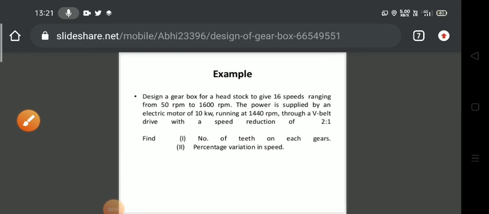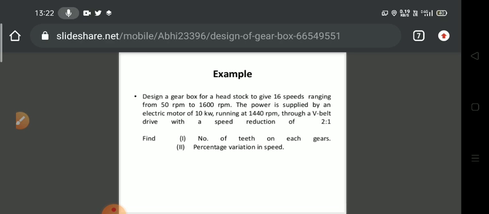Good afternoon, friends. Today we are going to study examples of the gearbox. In our previous lecture on the gearbox, we had already studied different kinds of gearboxes and different methods to construct a gearbox. Also, we had already studied the ray diagram, the structure diagram, how to calculate the number of teeth, and the method of the structural diagram and ray diagram. So today we are going to study the numericals of the gearbox.